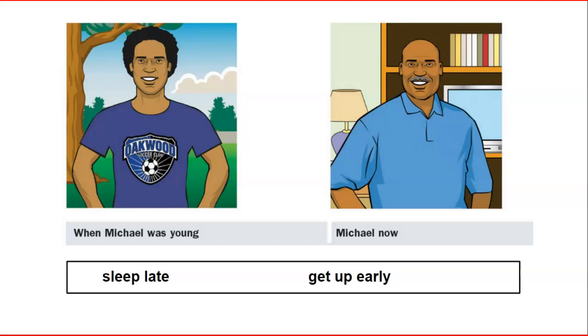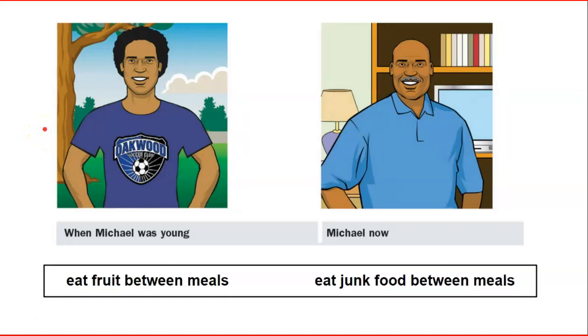Wonderful. Excellent. Yes. When Michael was young, he used to, does it have a D or no D? Has a D. Good, it has a D. He used to sleep late. Now, Michael gets up early. You said it beautifully. I could hear that S on there. Thank you. All right. Geeta, you want to try this one?